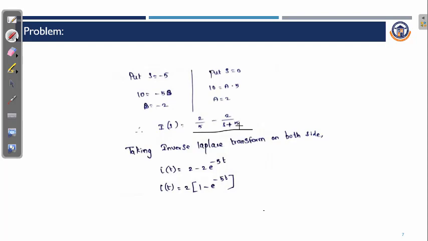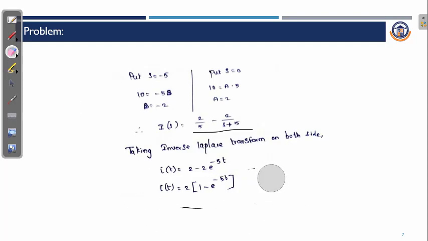And then we have to find the current in terms of time, right? So again, we have to take inverse Laplace on both sides. So I of t equals 2 by s, it will come as 2, and 1 by s plus 5, the answer is e power minus 5t. So 2 minus 2 into e power minus 5t. We can take 2 common outside. So 2 into 1 minus e power minus 5t. So this is the equation for the current. So this is our current equation.